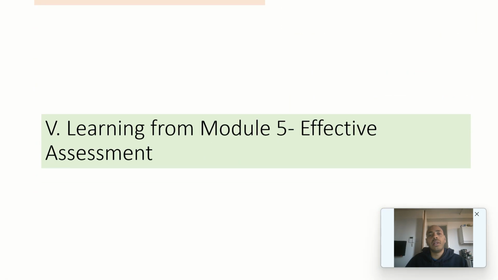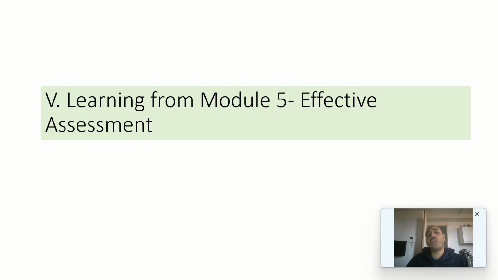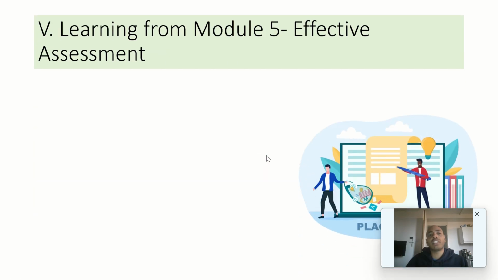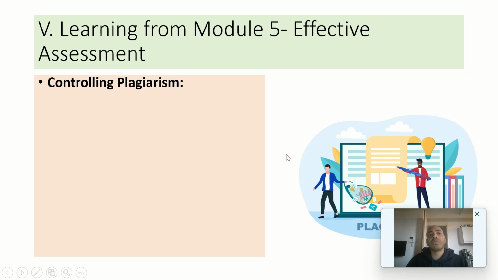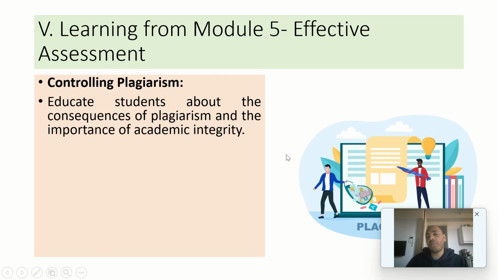Okay, so now finally we will go to the last module, which is effective assessment. Since you have completed your teaching, you want to see which students have learned the concept and which have not. We will see in this module how you can do effective assessment. The first thing is controlling plagiarism. Now in the days of ChatGPT, everything you give them, they will simply put in ChatGPT and get the answer. So how can you control plagiarism?